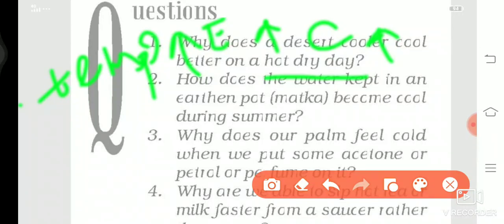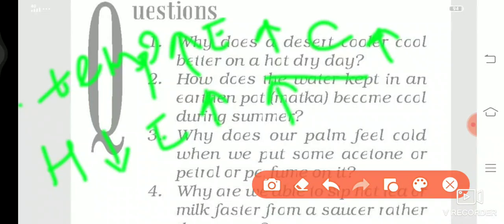Then hot and dry, meaning what will the humidity be here? What about the humidity percentage? Humidity percentage will be low. If the humidity is low, then the rate of evaporation will be high. If the evaporation is high, then cooling will also be high, right? So why does a desert cooler cool better on a hot dry day?